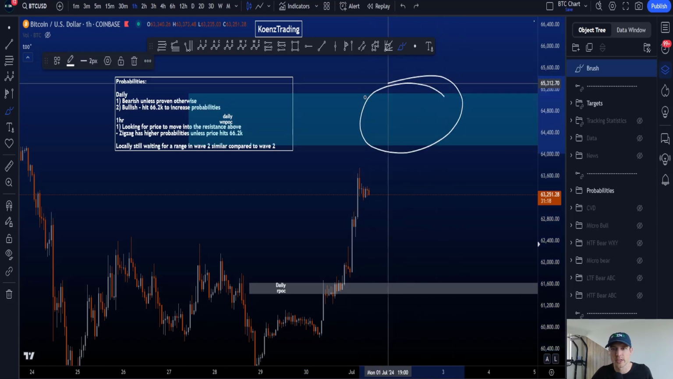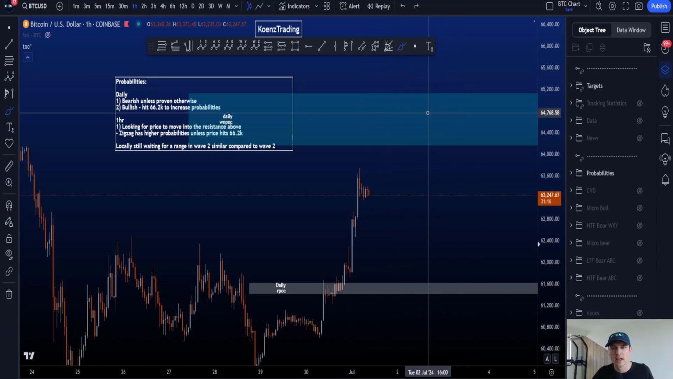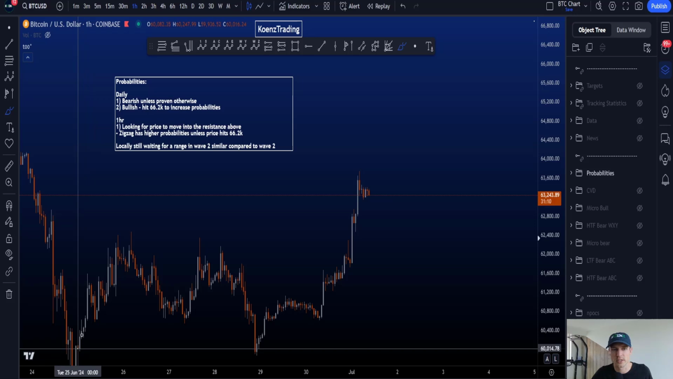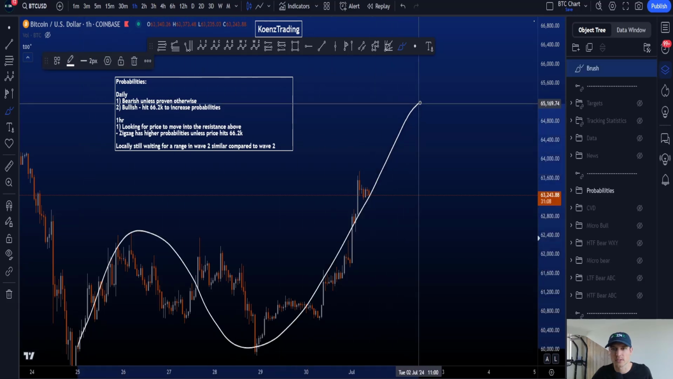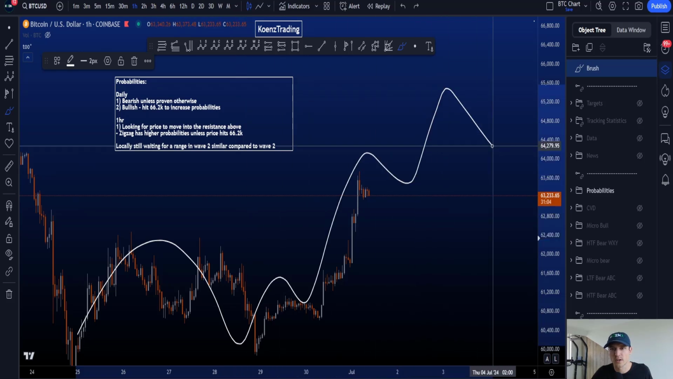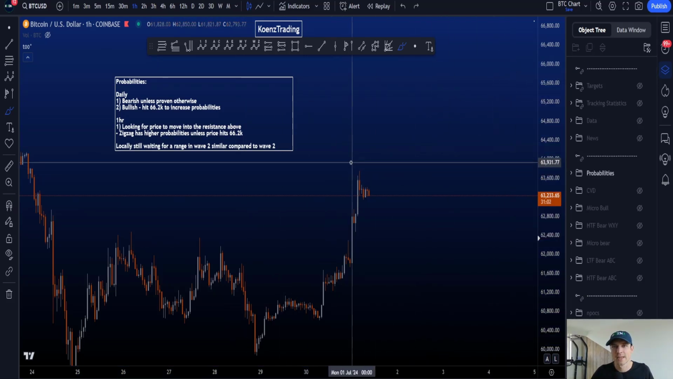Then observe the reaction in this area over here, and a zigzag at the moment has higher probabilities unless price would hit 66.2k. So at the moment an A, B, and then a wave C has higher probabilities than a wave 1, 2, 1, 2, 3, 4, 5, 4, 5 impulsive structure, simply because on the daily the trend is to the downside and the bearish ABC has a higher probability at the moment unless we hit 66.2k.